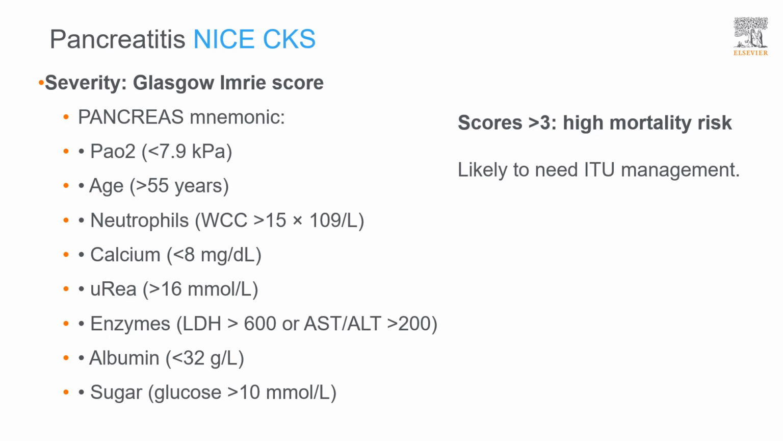elevated LDH or liver enzymes, hypoalbuminemia below 32 grams per litre, and a high glucose of above 10 millimoles per litre. Scores over 3 suggest a high mortality risk and a high likelihood of requiring ITU management.